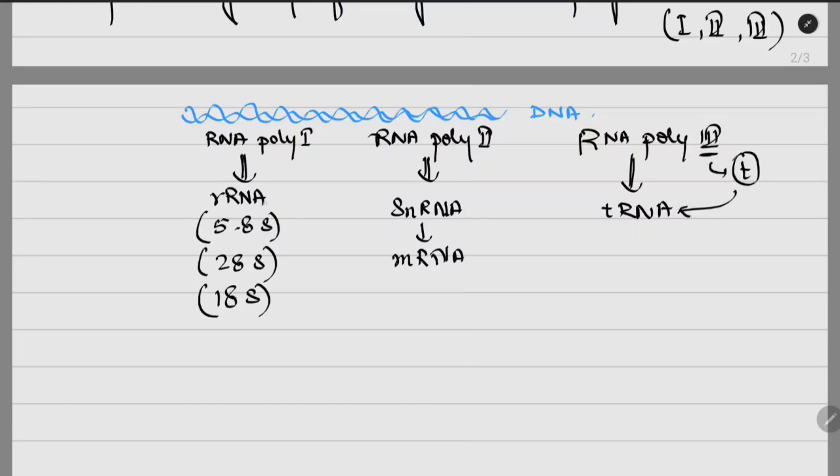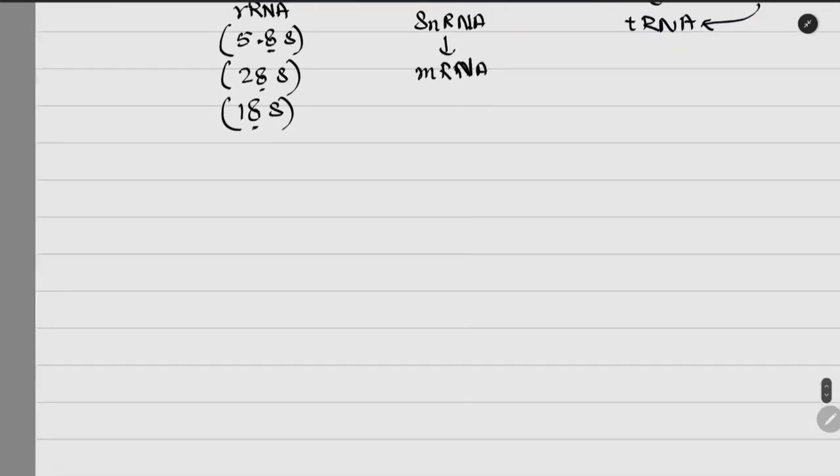And polymerase 1 has all the given numbers, that means 5.8S, 28S, 18S. So all of those are present in RNA polymerase 1, and the second one, RNA polymerase 2, has mRNA. Now I will discuss each and every RNA in a little bit of detail. First one is the mRNA, or I should discuss first the rRNA.